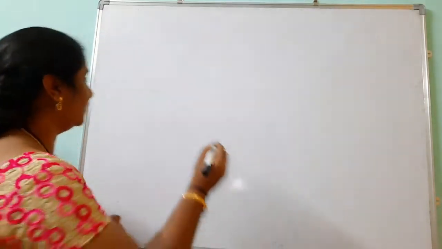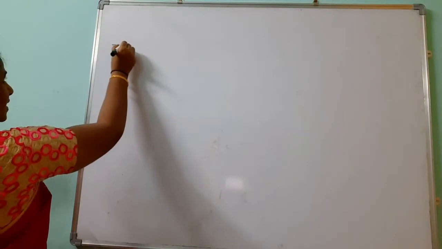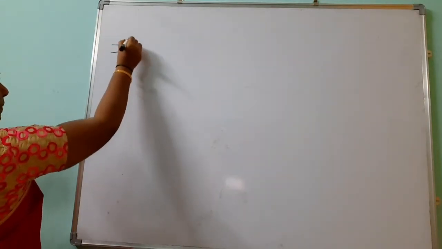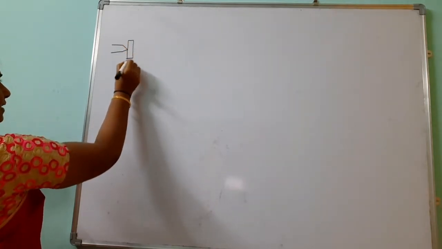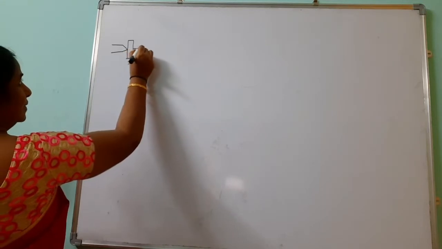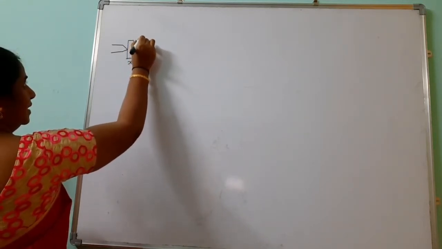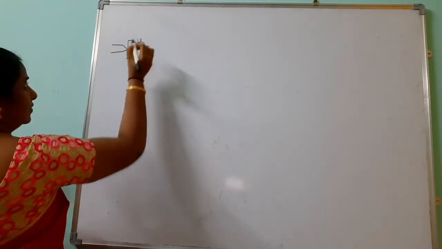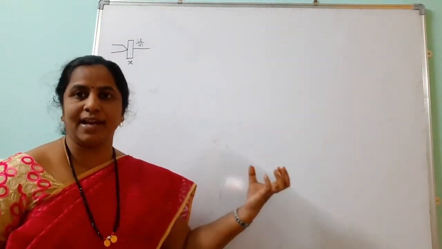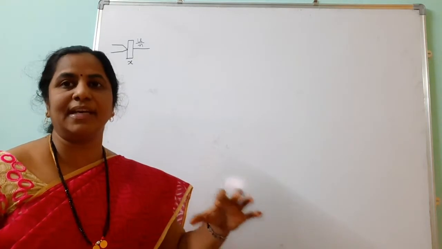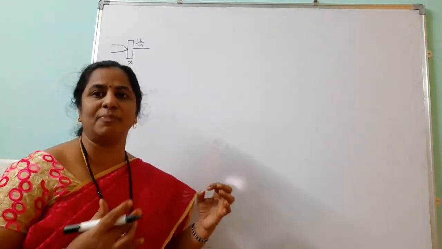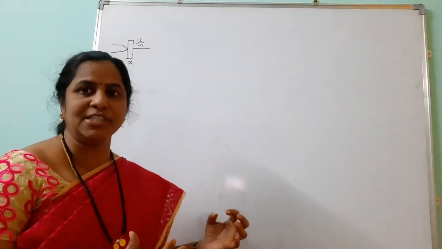In this case, when the bullet is fired from the gun, it is passing through the plank. We should consider the thickness of the plank is x. After passing through this, its velocity becomes 1 by nth of its initial velocity. And the question is, how many planks are required to stop this bullet?